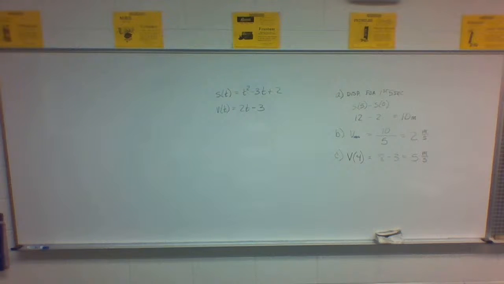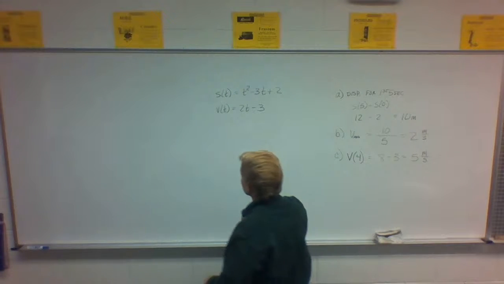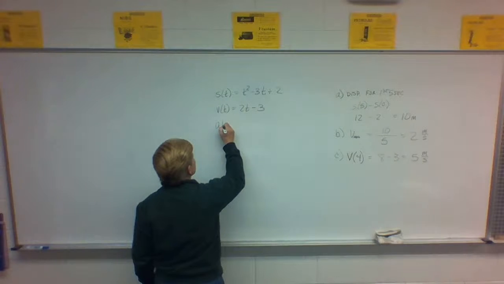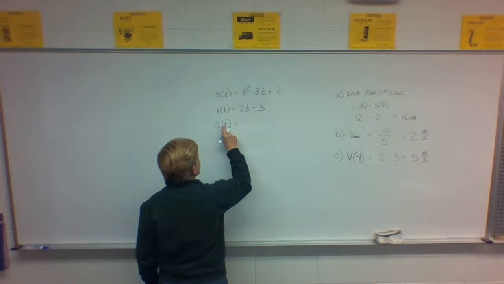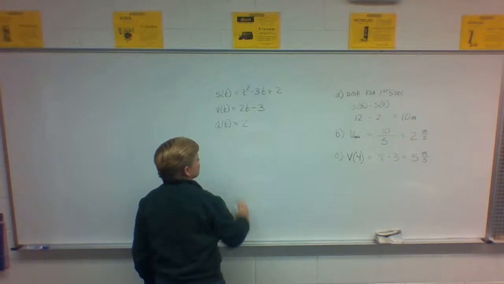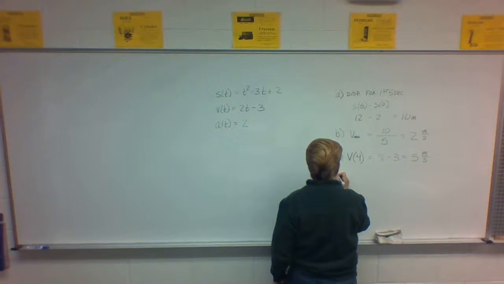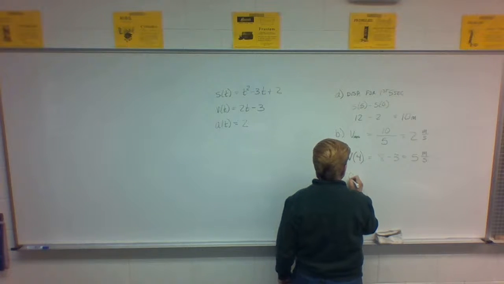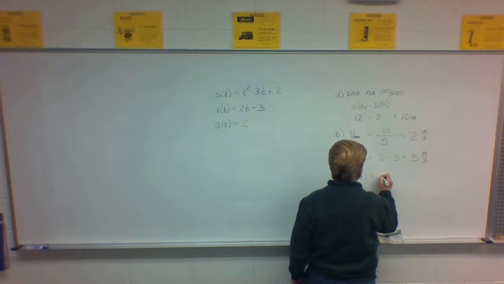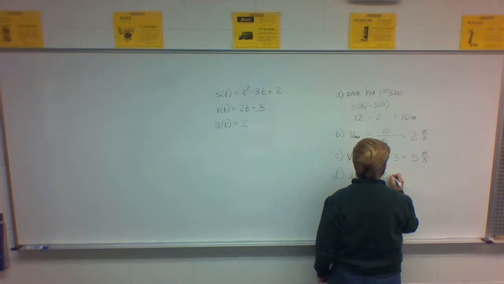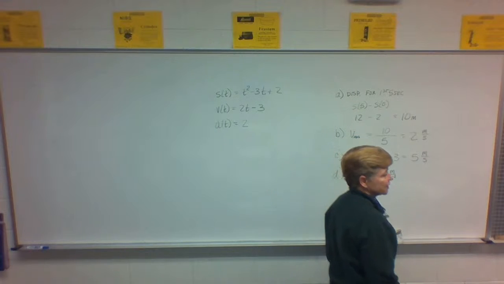See what's going on? D, find the acceleration of the particle when t is 4. Yeah, there we go. So now we need acceleration, which is the derivative of the derivative. 2. So what's the acceleration when t equals 4? The same as it is at any other time, right? Yep. So I would say a of 4 here, and it's 2. 2 what? Meters per second squared.